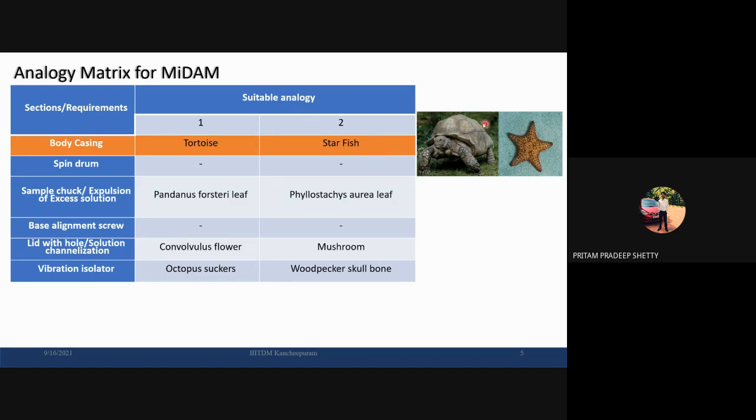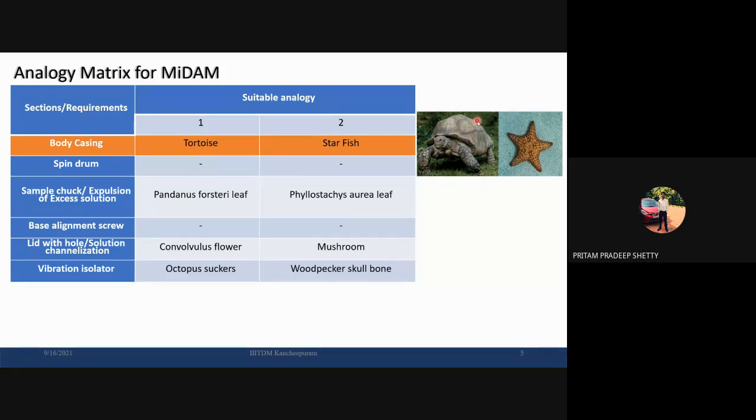Among these two, from a functional perspective, these look good in terms of aesthetics as well. You can see a star structure is more aesthetically pleasing, but again we found that the tortoise has more volume to incorporate all the functional parts at the center.